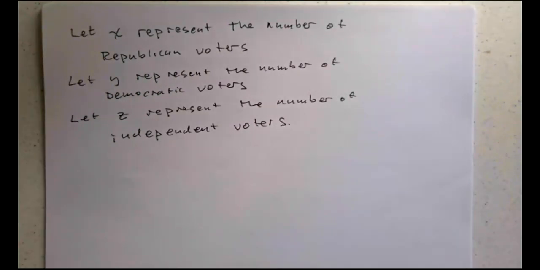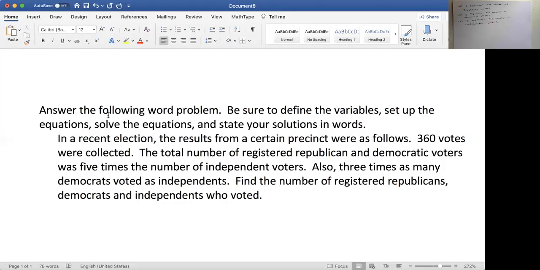The next goal is to determine the equations. So let's look at the question again. It says, the total number of registered Republicans and Democratic voters is 5 times the number of independent voters. That'll be one equation. 3 times as many Democrats voted as independents. That'll be another. But 360 votes were collected total. We assume that all we have are Republicans, Democrats, and independents in this precinct.